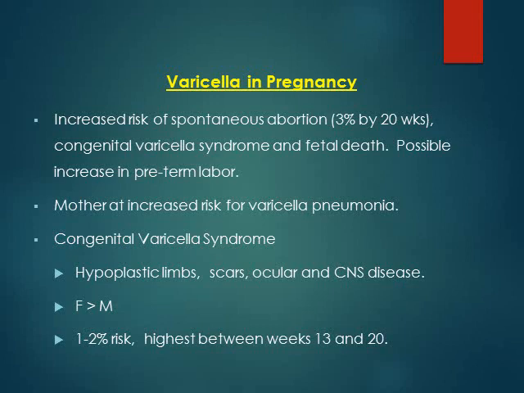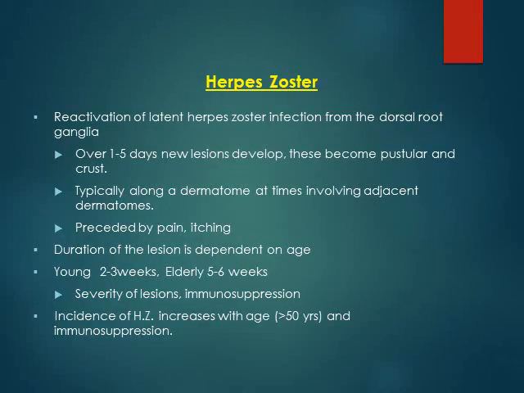Varicella can be problematic if it occurs for the first time in pregnancy. If it occurs in the first trimester, then the child can have congenital varicella syndrome, where there will be hypoplastic limbs, scars, and ocular and CNS disease. That's in the first trimester.